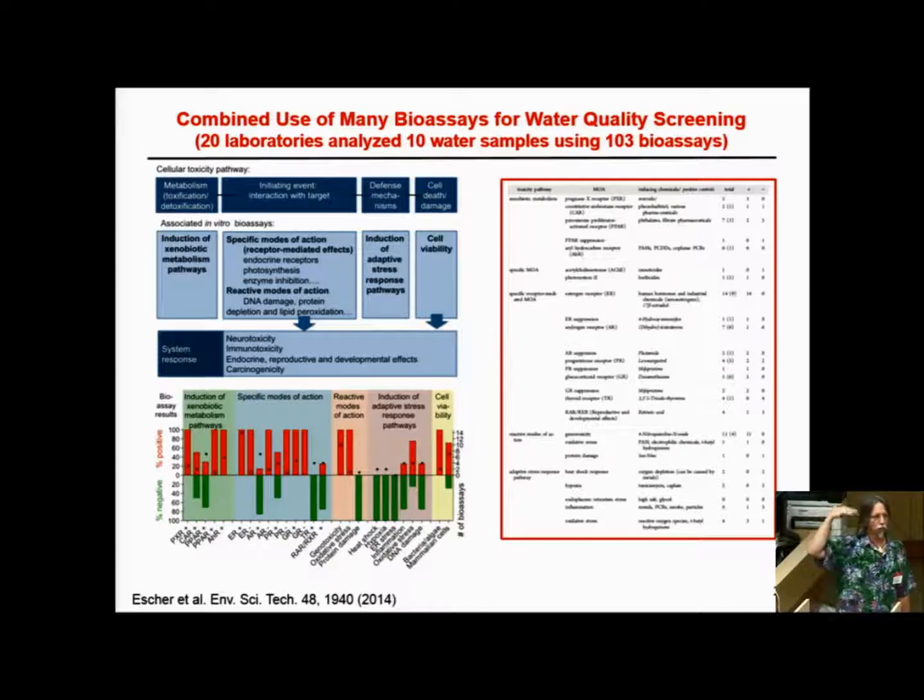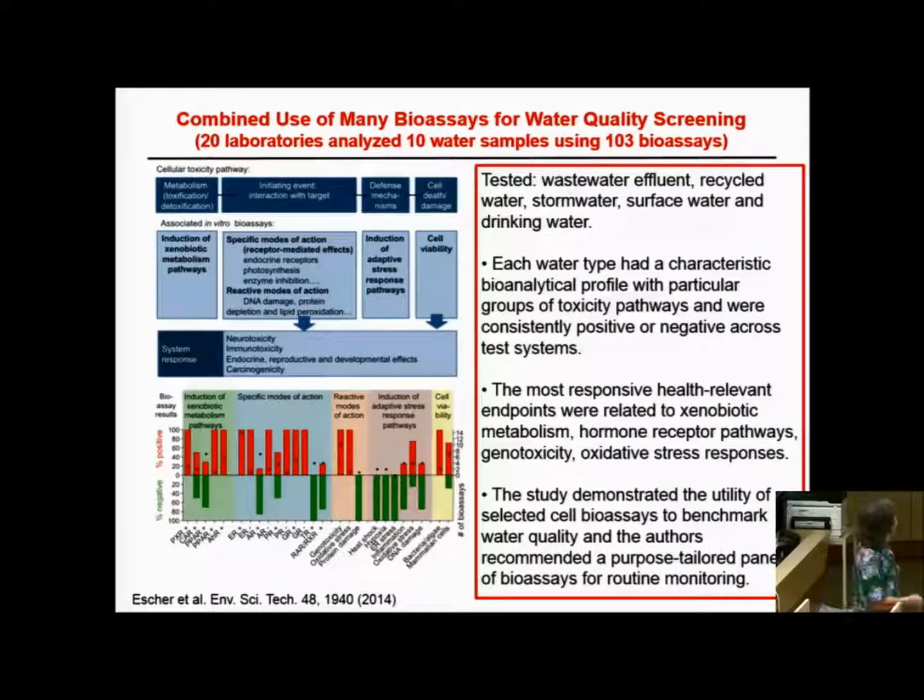So drinking water samples, water reuse, gray water, and so on, to look at relative activities with the idea that they might be able to utilize these bioassays in longer purposes. And so what ultimately came out, these were the water samples they tested. Each of these samples of water had different characteristic profiles based on the types of bioassays that were affected. Most of them are related to xenobiotic metabolism, hormone receptor pathways, genotoxicity, and oxidative stress.